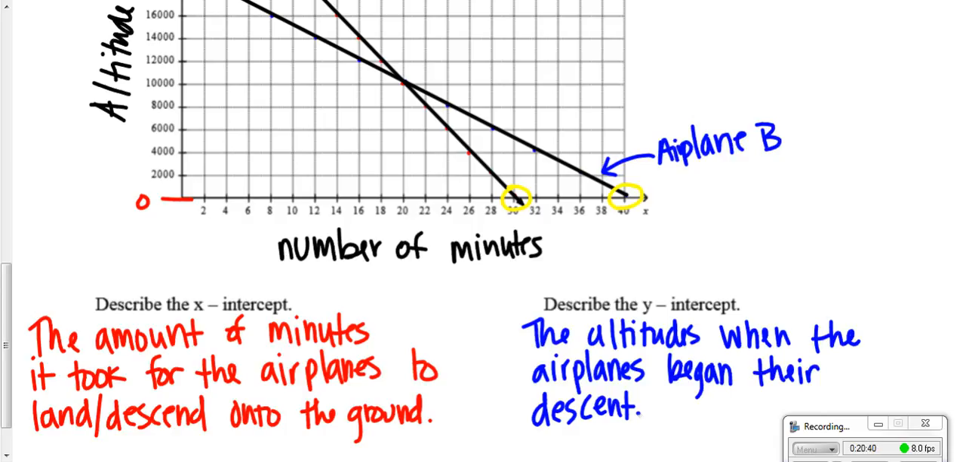I don't know if it's proper English. You guys can let me know. Maybe it's the altitude, not altitudes. Maybe altitudes because there's two different ones.